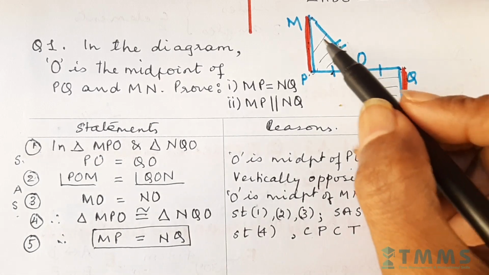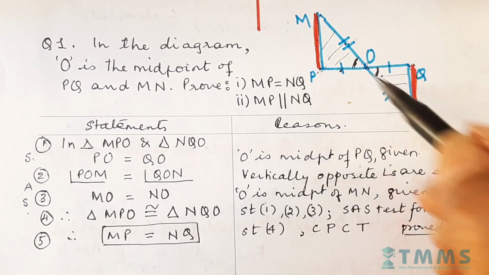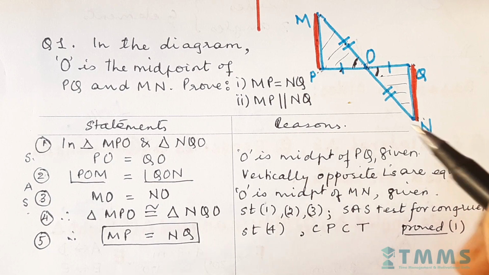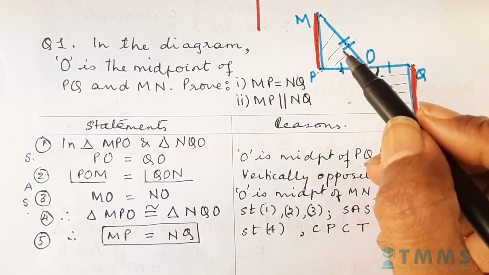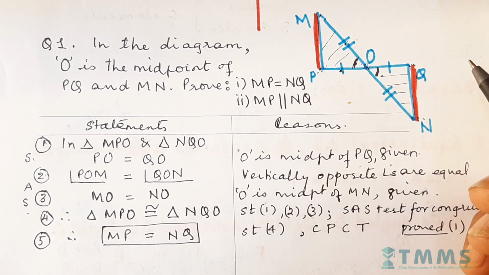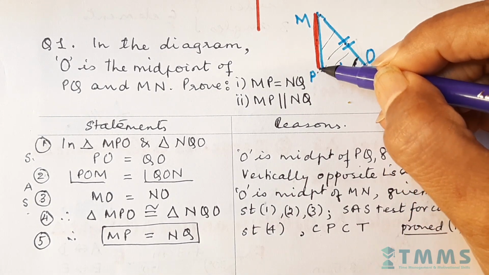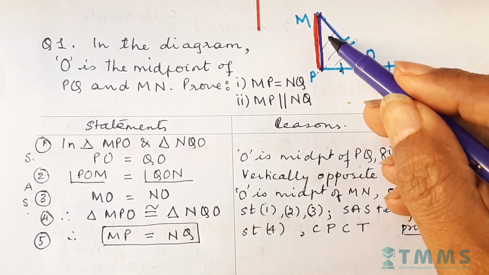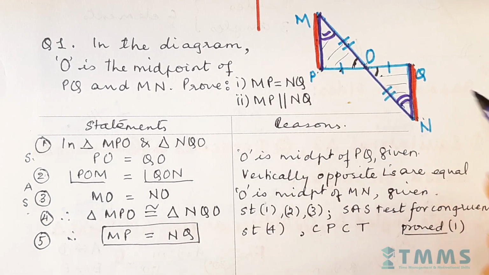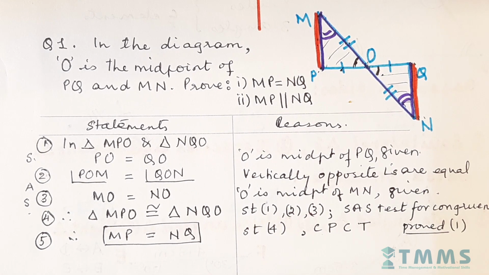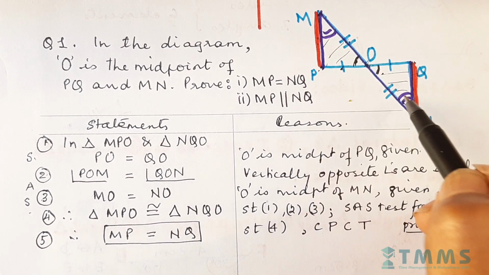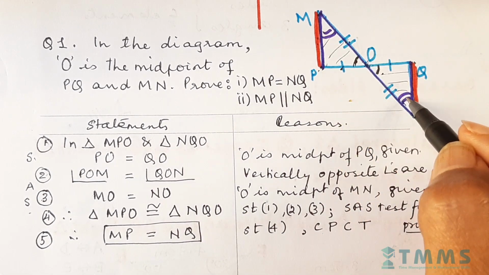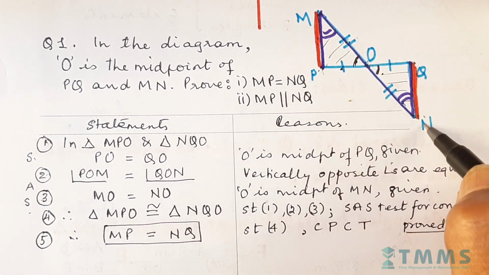Now I have to prove that MP is parallel to NQ. Now why would any two sides be parallel to each other? Why would two lines be parallel to each other? Only because either we will have corresponding angles equal or alternate angles equal. Can you see these two angles? Aren't these two angles alternate angles? And aren't they equal because they are the corresponding angles of congruent triangles? So because the alternate angles are equal, MP becomes parallel to NQ.